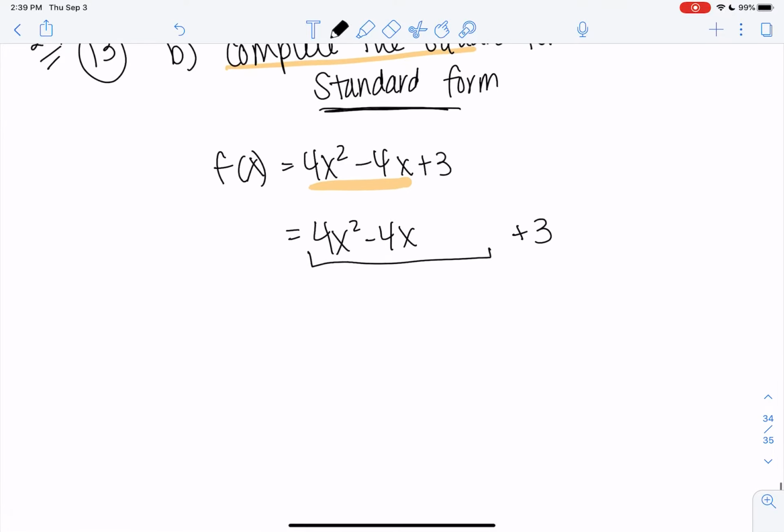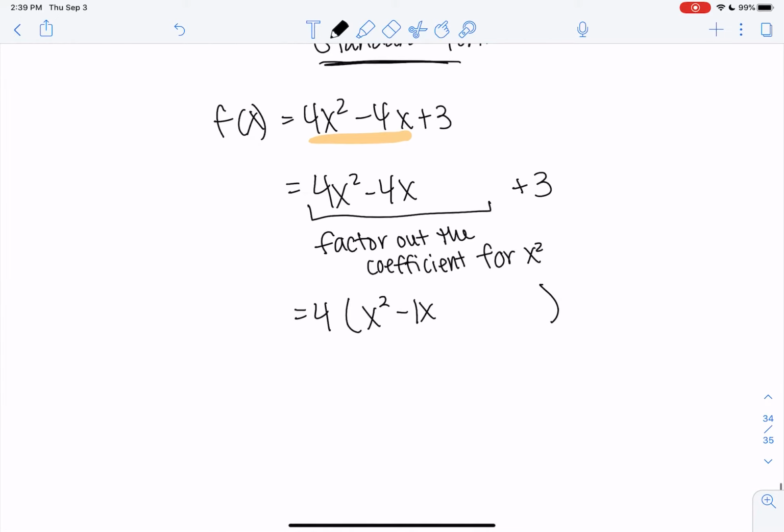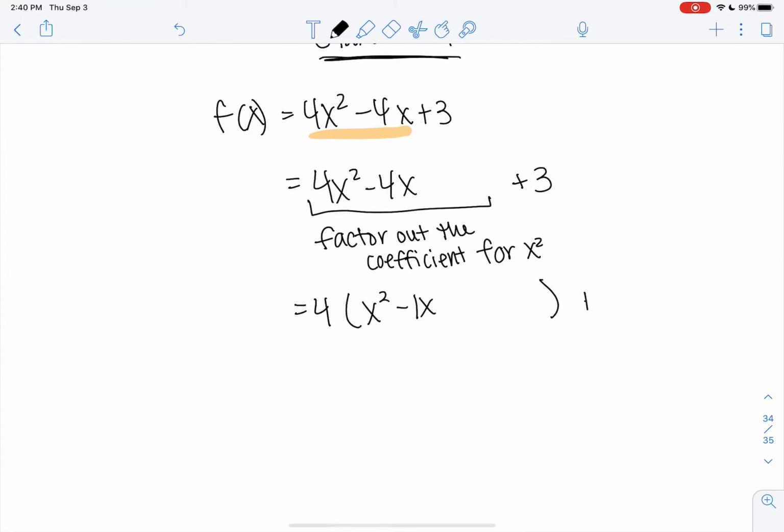Anytime a has a coefficient, we're going to factor out the coefficient. When x squared has a coefficient, right, a is the coefficient. So we're going to factor out the 4. So we're going to get x squared minus 1x. I'm going to leave space again to add that perfect square term, whatever's going to make it a perfect square, and then we'll deal with the 3 later, so plus 3.